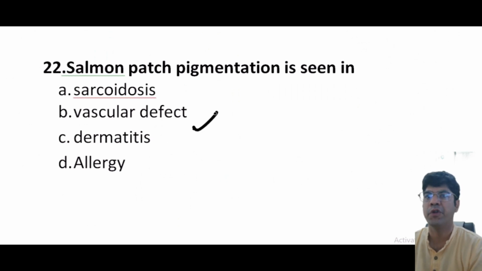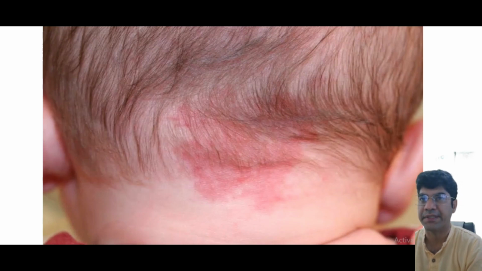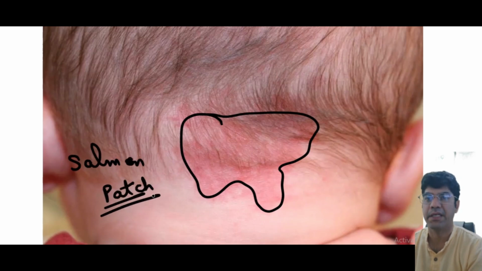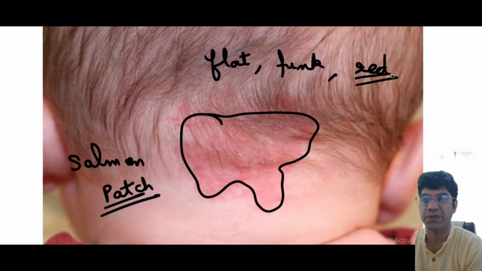Now first of all, you should know what a salmon patch is. Salmon patch is a common birthmark. This region you can see is the salmon patch. They appear as a flat, either pink or red patch on the back of the neck, forehead, eyelids, or between the eyebrows.